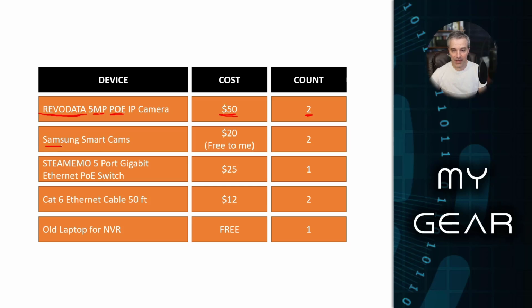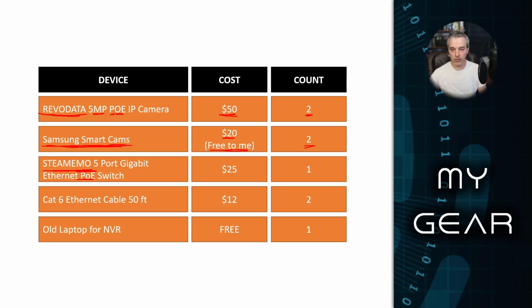I already had a set of Samsung smart cams. I've had these lying around for years. I used them several years ago just as standalone cameras. But I had them in a drawer, and I did some research and found out they do support RTSP, which would allow me to use them with this setup. You can get them online for about $20, but they were free to me, so I didn't pay a dime for them. And I have two of those. Actually, I have a couple more that I'm not using, but I'm using two in this particular setup. Now, to power the Revo Data cameras, I got this Steamemo 5-port gigabit Ethernet PoE switch, which is an unmanaged switch, but I plugged it into my managed switch so that I could do the VLAN stuff I was talking about.